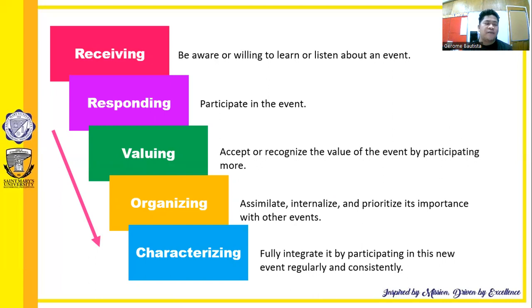Now, valuing is already forming the value that they have heard. For example, they are going to accept or recognize the value of the event by participating more. Our students will be able to develop several values over time. The fourth level of learning in the affective domain is organizing, which means from all the values that they have developed, they can know which one is the most important and the least important for a specific event. They are able to assimilate, internalize, and the keyword here is prioritize its importance with other events.